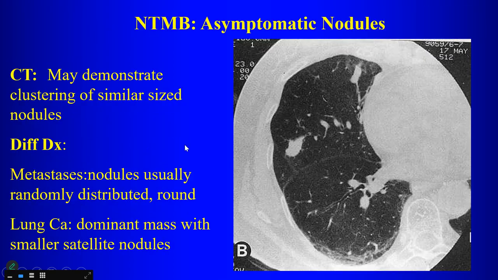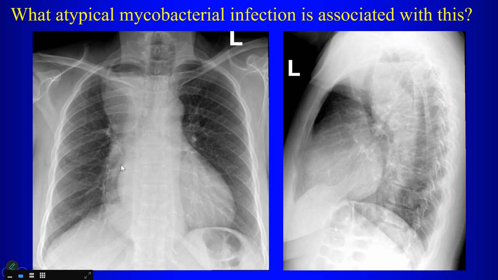So nodules we talked about, asymptomatic nodules, of course we can see that also with MAI. Differentiating from neoplasm, not always easy. Lung cancer tends to have more of a dominant mass, and the nodules might look a little bit more inflammatory with atypical mycobacterial disease. What atypical mycobacterial infection is associated with the finding that we have here? What's the finding that we have here?